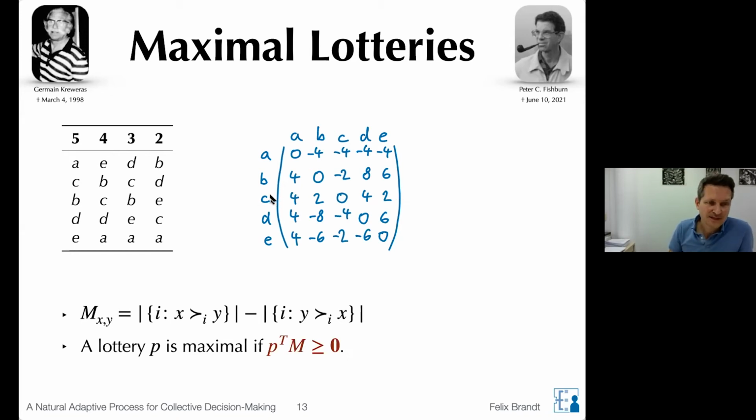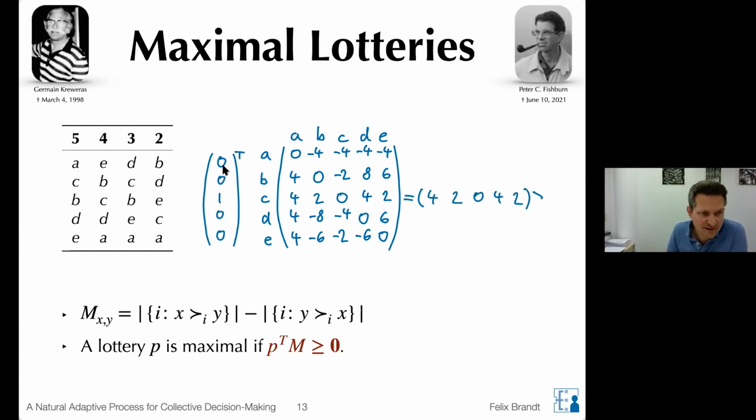That means that this alternative, alternative C, beats every other alternative in a majority comparison, because there are more voters who prefer C to A, for instance, than the other way around, and there are more voters who prefer C to B than the other way around. So C is actually a Condorcet winner. And that means that the vector we are looking for is a degenerate vector, which puts all probability on alternative C. And this is, by the way, the case in general. Whenever we have a Condorcet winner, the maximal lottery will put all probability on the Condorcet winner.